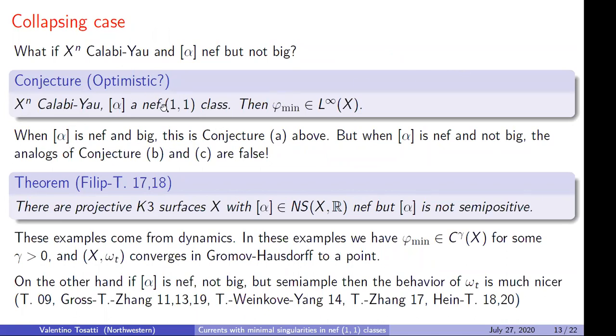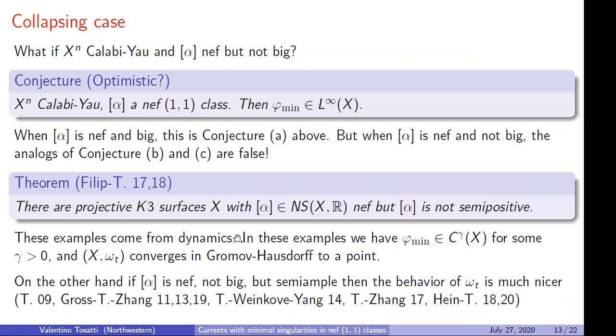So what is this conjecture saying? Well, first of all, if alpha is Neff and big, it's just the same as the conjecture A before, of course. But the point is that when alpha is Neff but not big, the analogs, the statements in B and C, namely that alpha is semi-positive or even semi-ample, are both false. So what we proved with Simeon a few years ago is that there are even projective K3 surfaces, or also non-projective if you want, with Neff (1,1) classes, which you can even pick in the real Néron-Severi group if you want. They're Neff, they're not big, and they're not semi-positive, so they're not semi-ample either. It means that even though they're Neff, they don't have any smooth semi-positive representative. And these examples I will explain in the next slide.